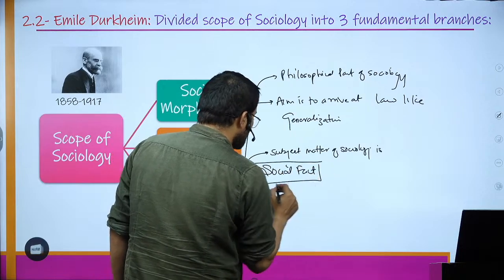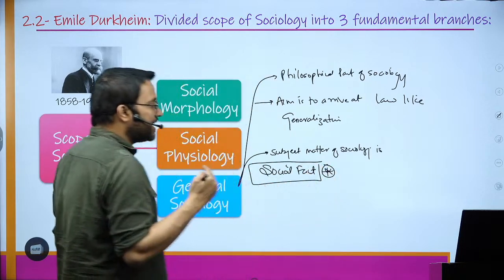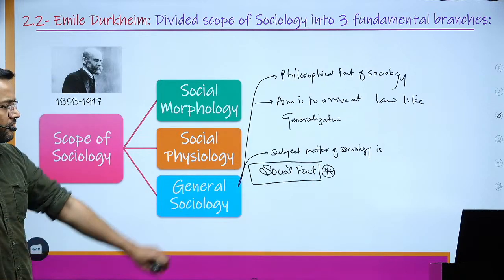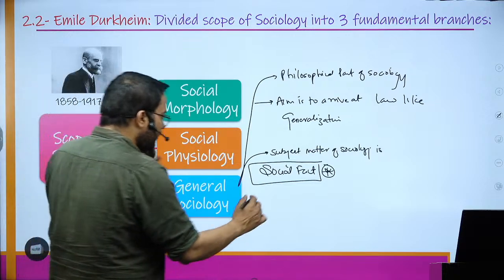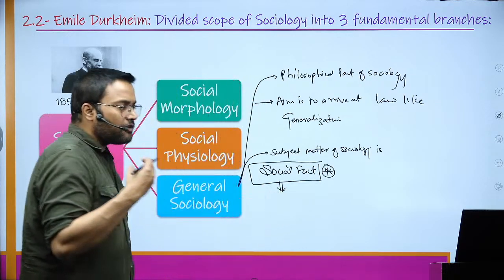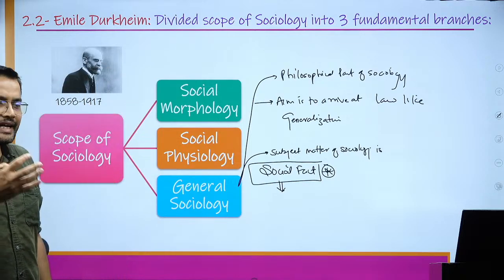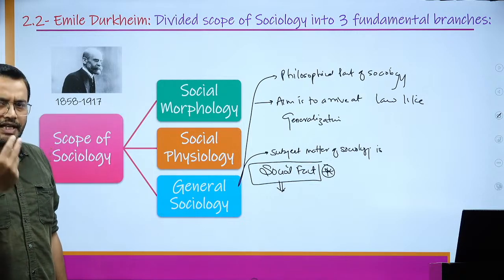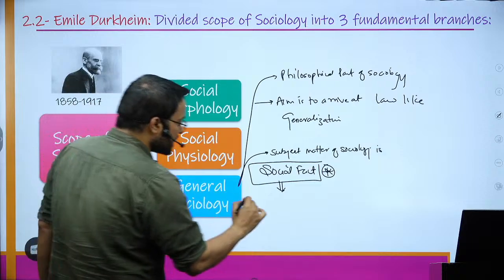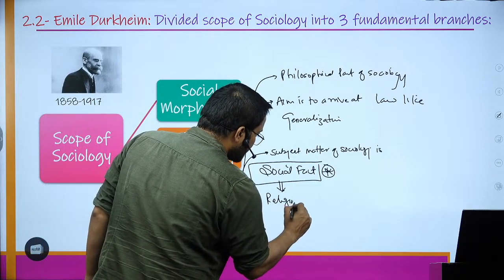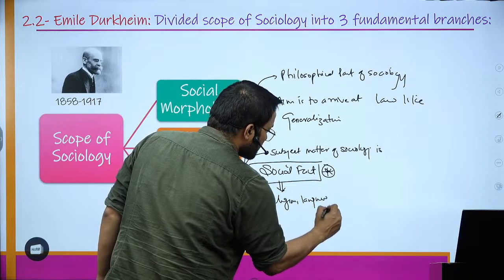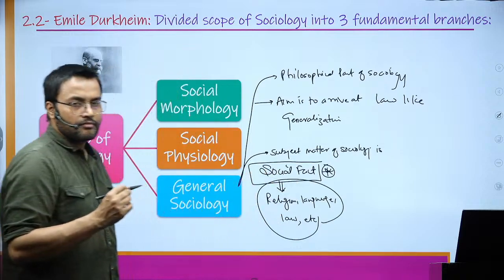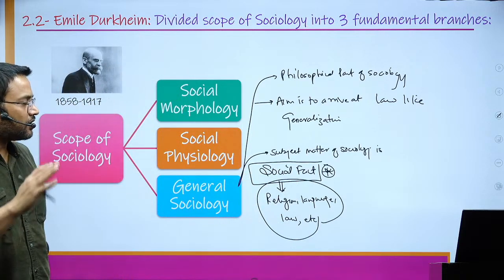Social fact. These sociological jargons might seem very heavy to you right now, but as we move forward during the whole course, you'll find that these topics are very easy. Social fact is a way of acting, feeling, thinking that exercises an external constraint on an individual. They have an independent existence of their own. I'm just telling you a definition. You can say religion is a social fact, language is a social fact, law is a social fact, etc. Everything like this can be treated as a social fact.